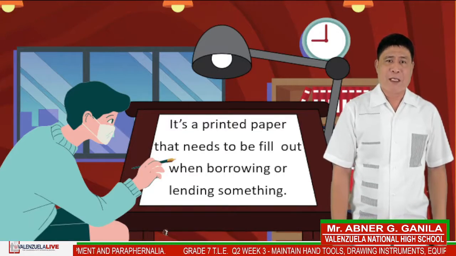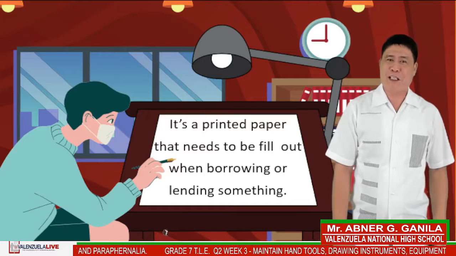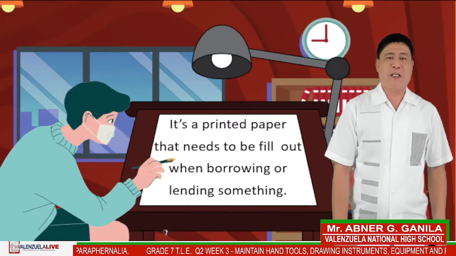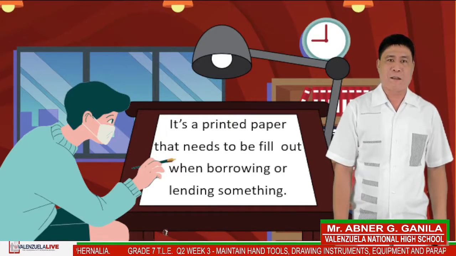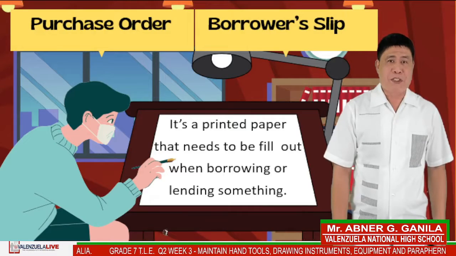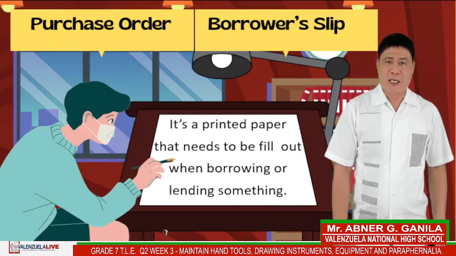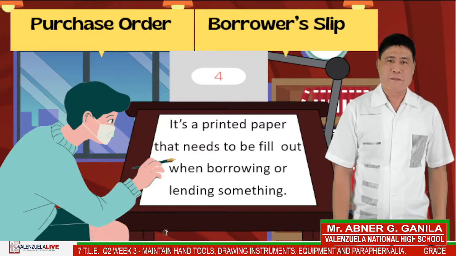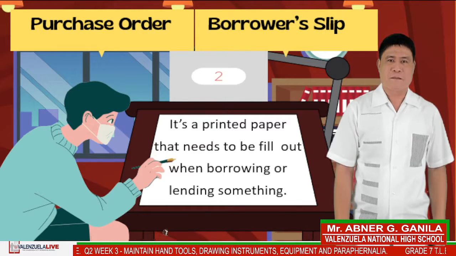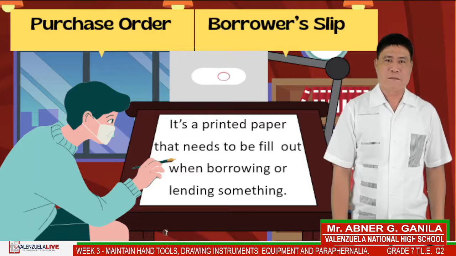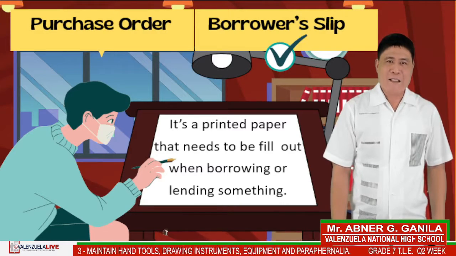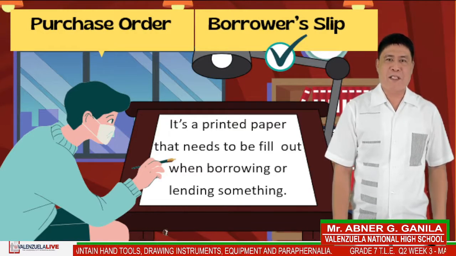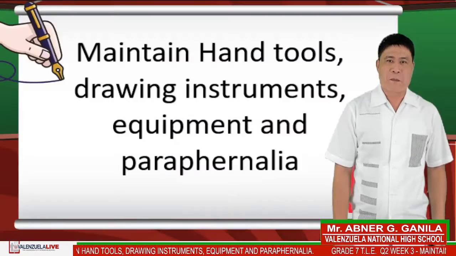Number 5, it is a printed paper that needs to be filled out when borrowing or lending something. Purchase order, borrower slip, excellent! The answer is borrower's slip form.